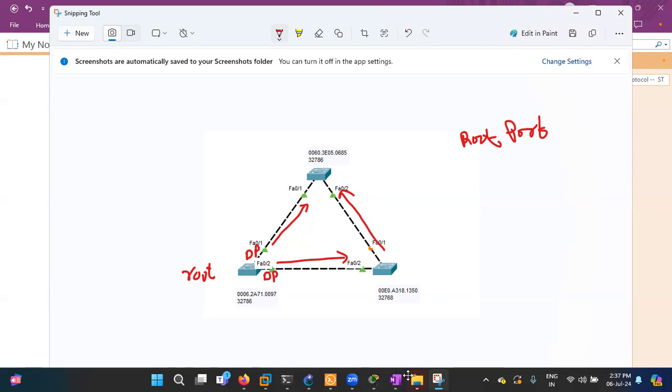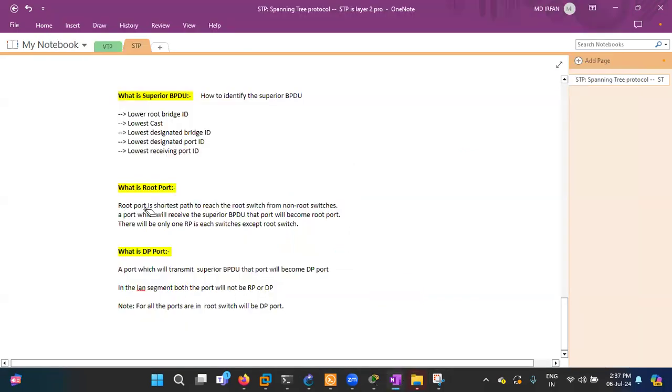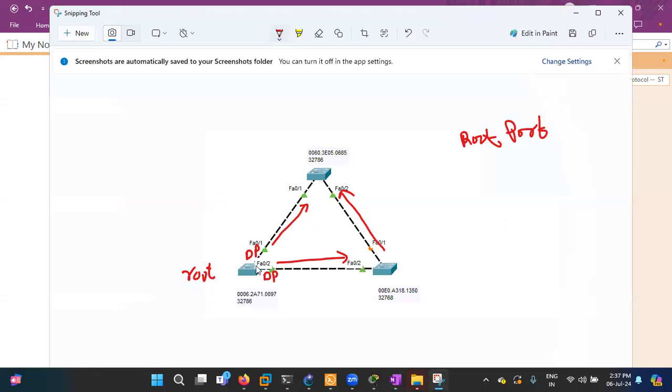You learned already what is a root port. The root port is nothing but the shortest path to reach the root switch. A port which receives the superior BPDU, that port will become a root port. There will be only one RP in each switch except the root switch. Means in the root switch none of the ports will be root port, and this port is also receiving the BPDU.